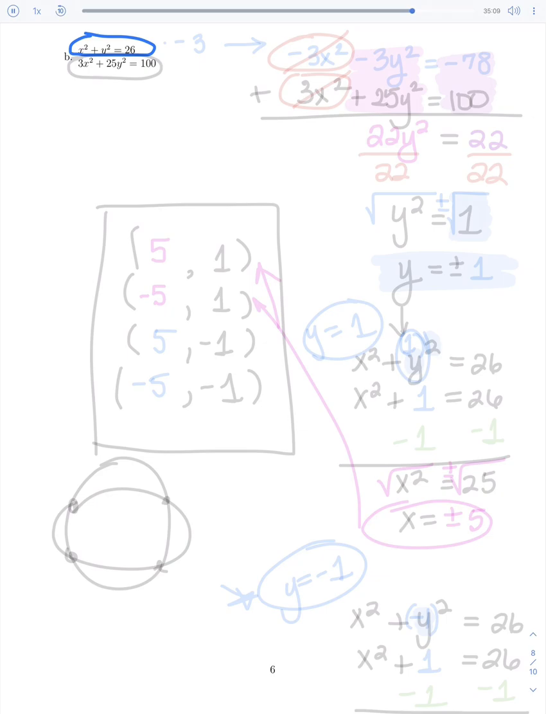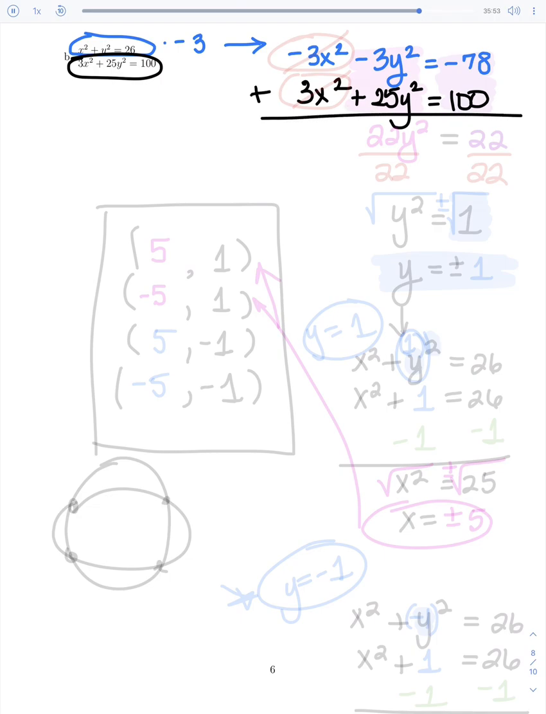I think it's going to be easiest to eliminate the x squareds by multiplying this top equation by a -3. Again, be careful. You have to multiply that whole equation through by a -3. Let's see what that does. That will get us a -3x squared minus 3y squared equals, well, the -3 times 26 will give us a -78. And then the bottom equation, the 3x squared plus 25y squared equals 100, can stay the same. And we'll just be adding when we eliminate.